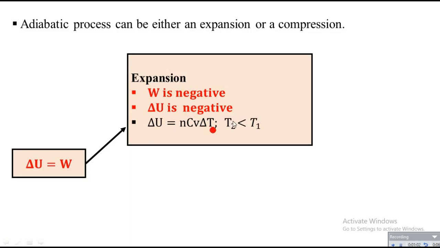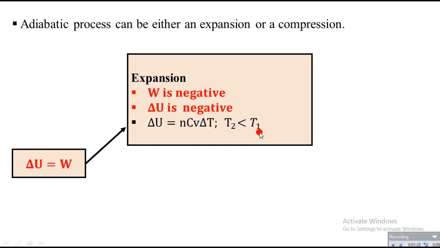So that means for dU to be negative, the final temperature T2 is less than the initial temperature. If the final temperature is less than the initial temperature, the change in temperature will be negative. Then we have the internal energy, which is negative. In expansion, there is a decrease in the temperature. The final temperature is less than the initial temperature.